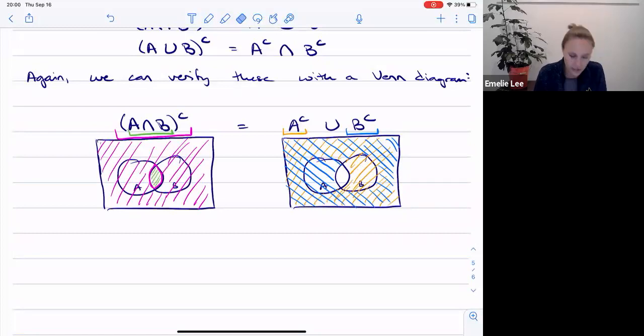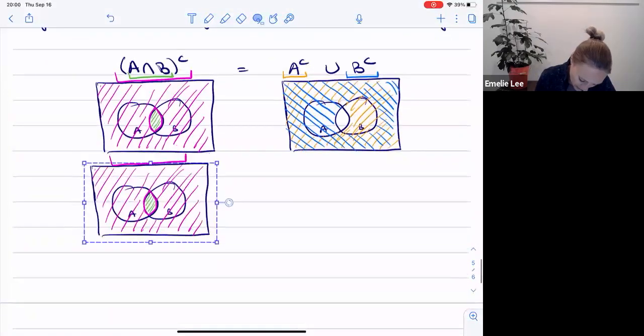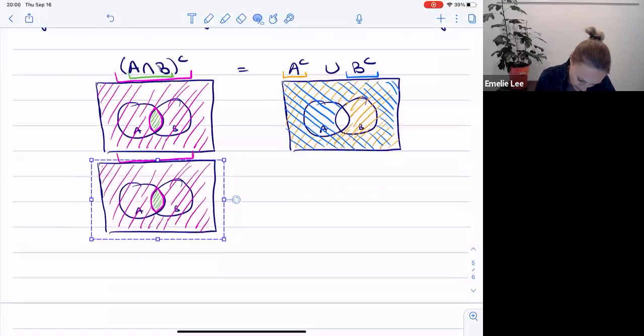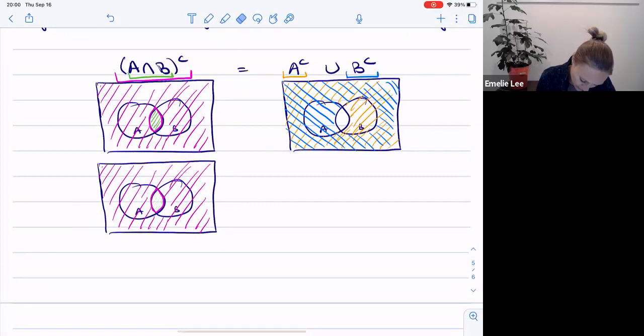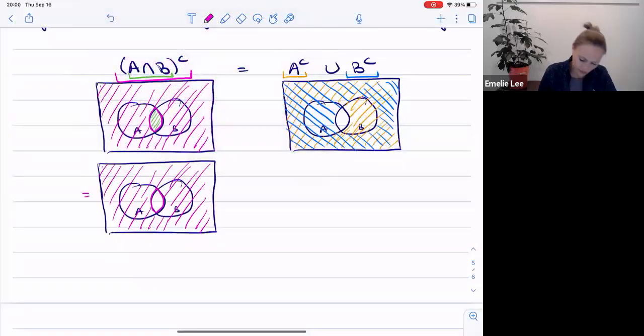I'm going to keep those green lines there just because I find them useful. But really, this becomes, I'm going to copy and paste, put it down here like that. And so here it becomes this, and this looks the same.